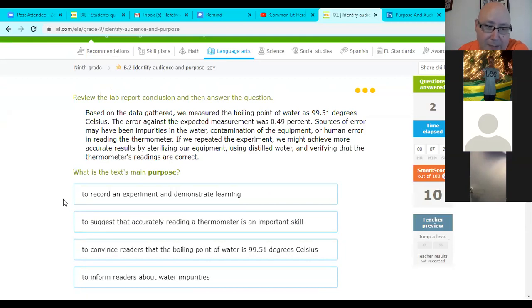To record an experiment and demonstrate learning, to suggest that accurately reading a thermometer is an important skill, to convince readers the boiling point of water is 99.51 degrees Celsius, or to inform readers about water impurities.